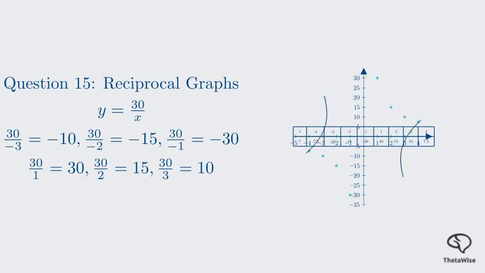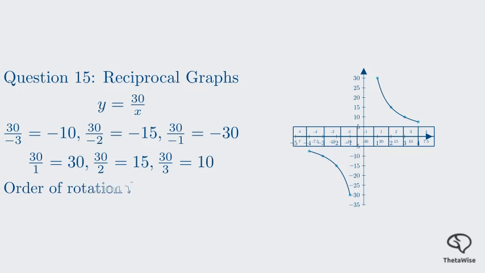In part C, we find the order of rotational symmetry. If we rotate this graph 180 degrees about the origin, it looks exactly the same. So, the order of rotational symmetry is 2.